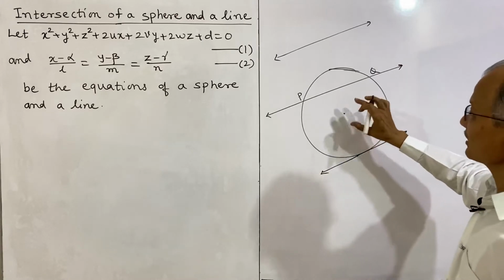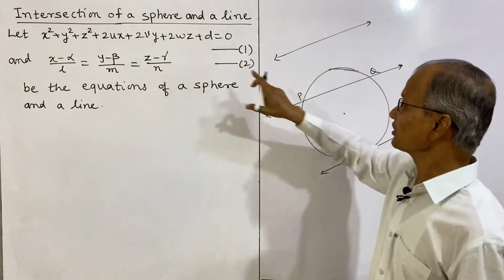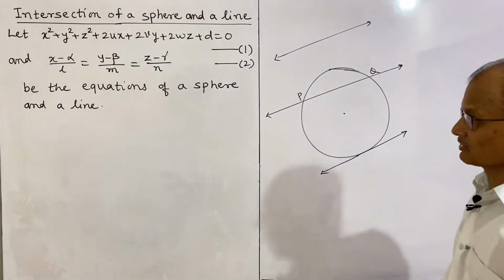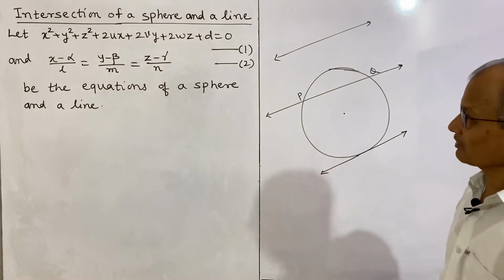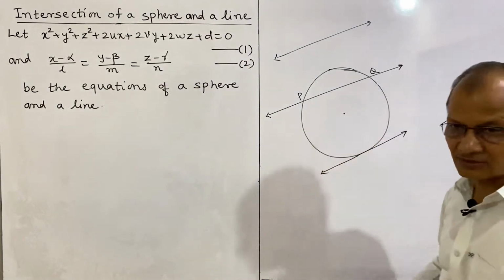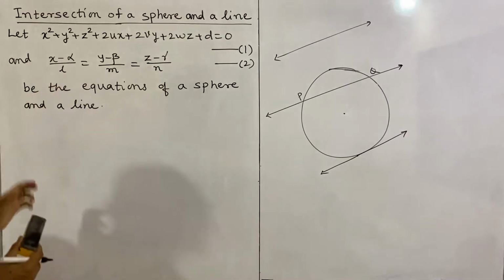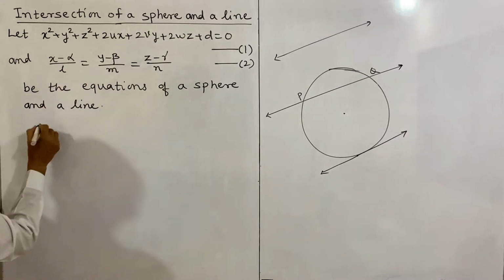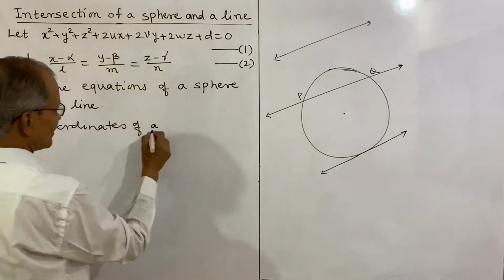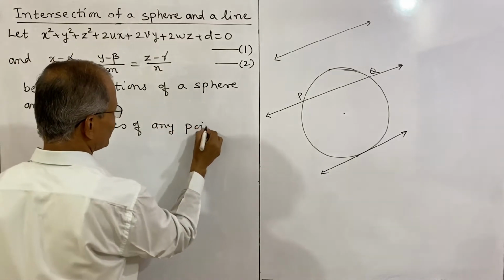But here we shall consider this position of the line, and this is the equation of the sphere we have written, and this is the equation of the line in space, and we want to find the point of intersection of this sphere and line. So this will be the case in general. Now for that purpose we write a general point on line 2, any point on the line 2.